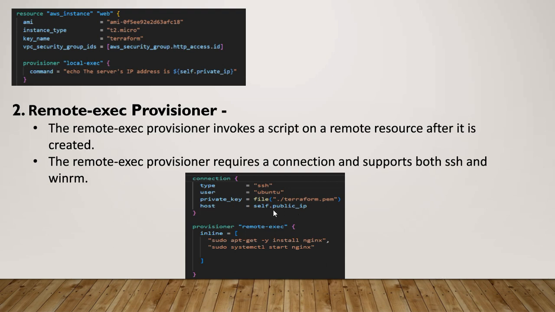And this is the host, like the public IP address for the EC2 instance. And this is the provisioner block for the remote provisioner. So here what I'm basically doing is installing the nginx server and then starting the nginx server. So these two commands I'm passing in the remote provisioner block.